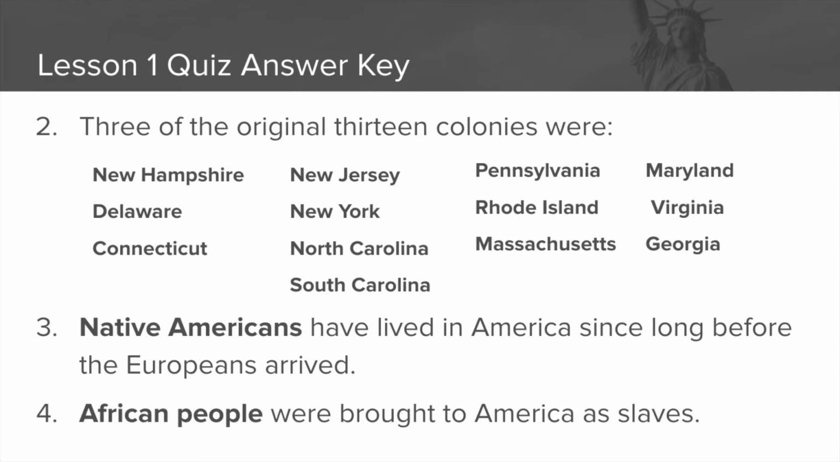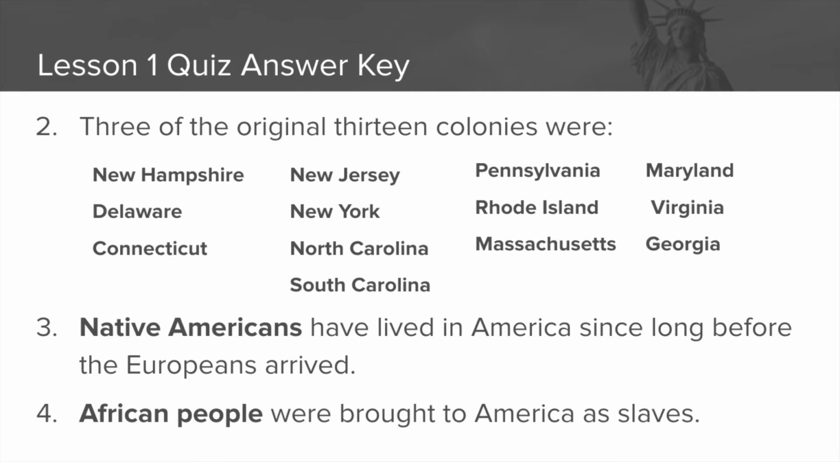Then for question number 2, 3 of the original 13 colonies were New Hampshire, Delaware, Connecticut, New Jersey, New York, North Carolina, South Carolina, Pennsylvania, Rhode Island, Massachusetts, Maryland, Virginia, or Georgia. So any 3 of those 13 is all you need to memorize. If you remember my tip from last week, I recommend doing the 3 news, New Hampshire, New Jersey, and New York, but you can choose any 3.